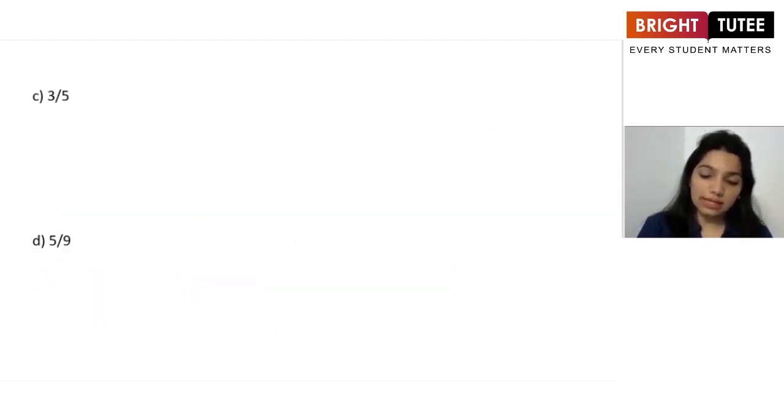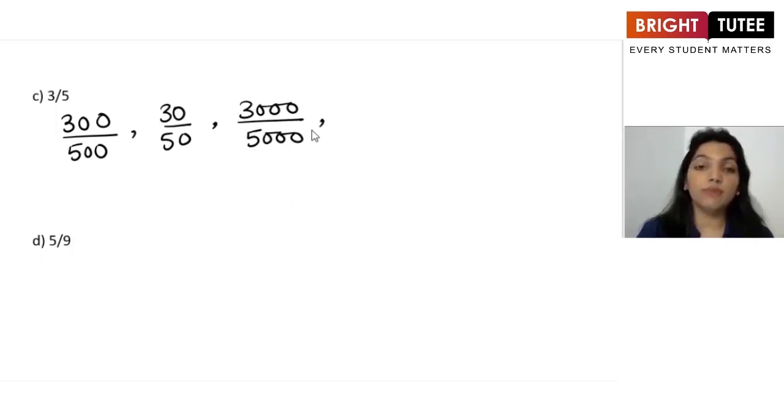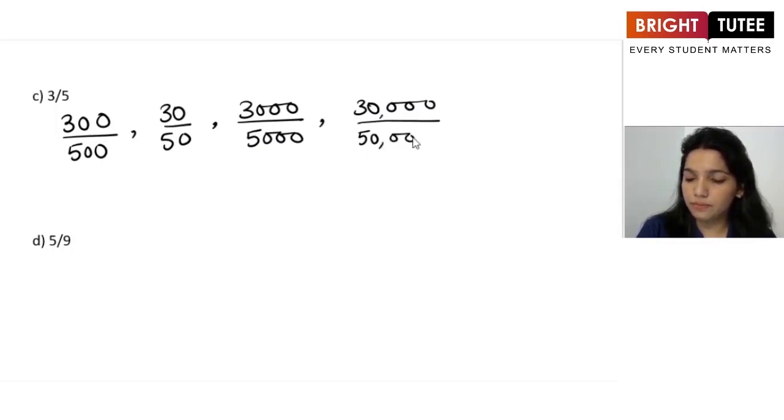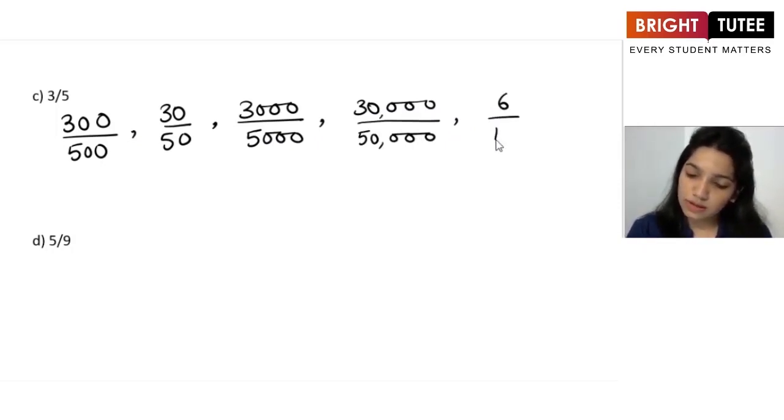Now try with this one. It's 3 over 5. Let us multiply it by 100. So the equivalent fraction is 300 over 500. Let me multiply it by 10. So it is 30 over 50. I'm going to multiply it by 1000. So it is 3000 over 5000. I'm going to multiply it by 10,000. So it is 30,000 over 50,000. Now let me multiply it by 2. So it is 6 over 10.